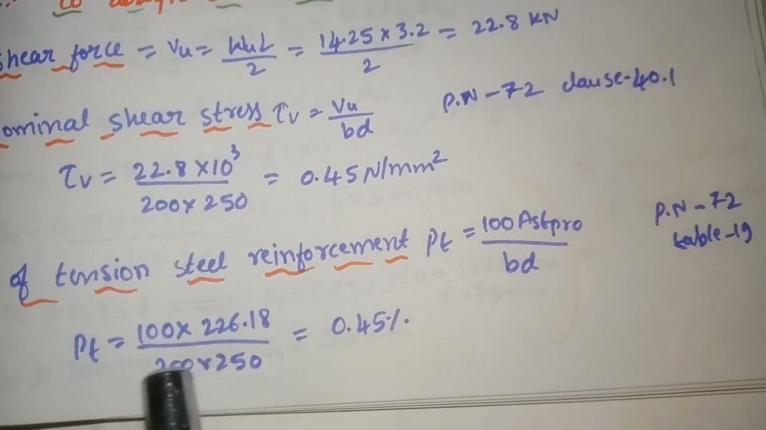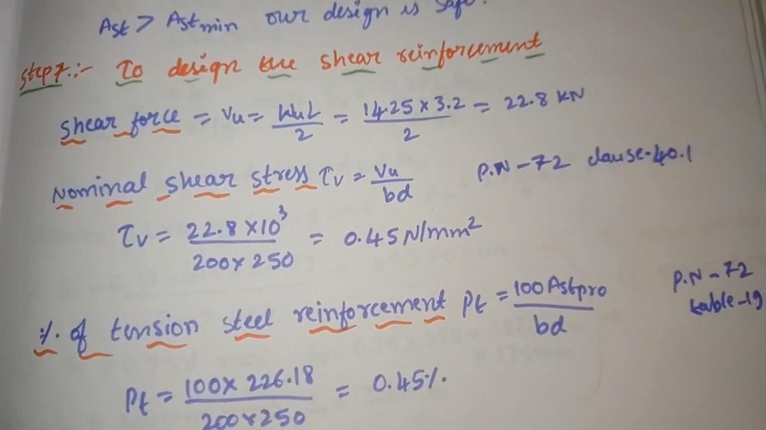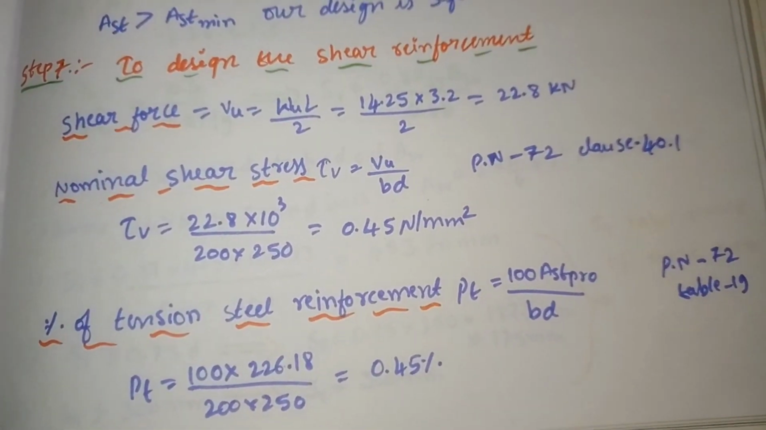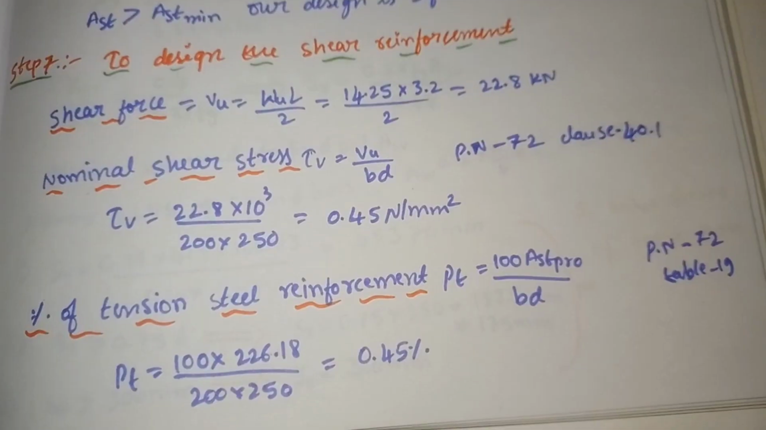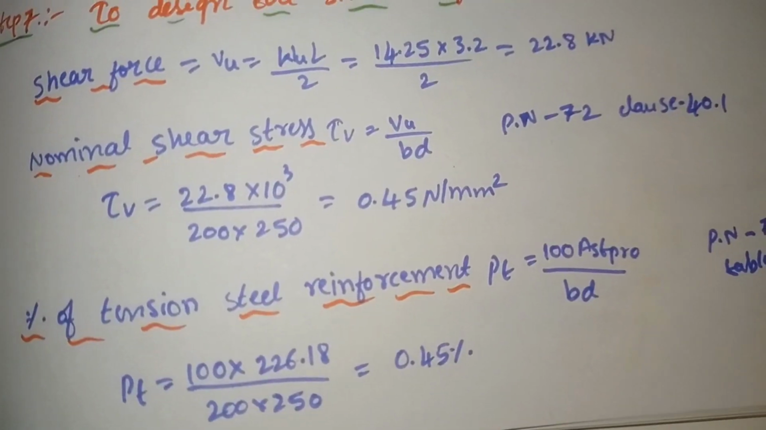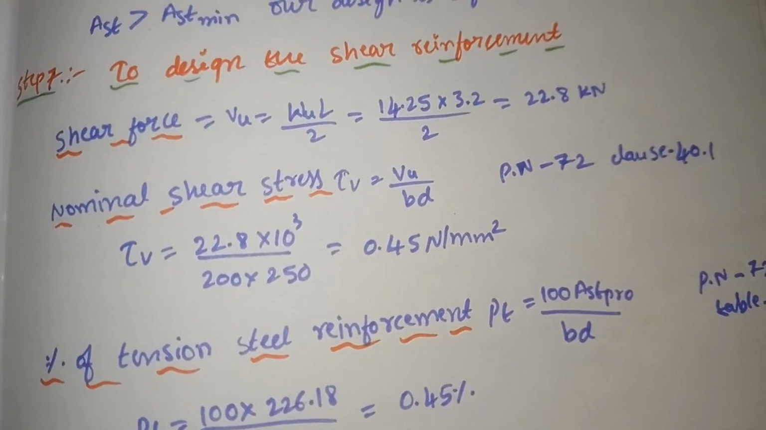So by simplifying, we'll get our PT value as 0.45%. So this is how we calculate the percentage of tension steel reinforcement. I hope you are understanding. So next we'll go for the calculation of the tau C by using the value of PT and FCK.